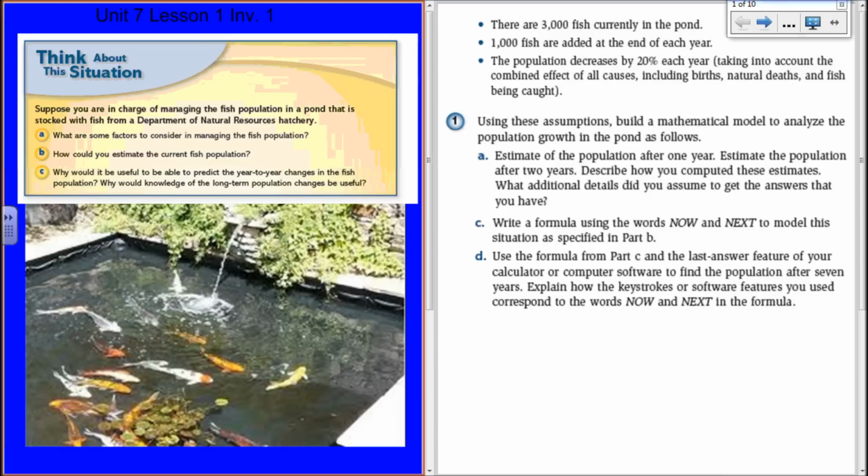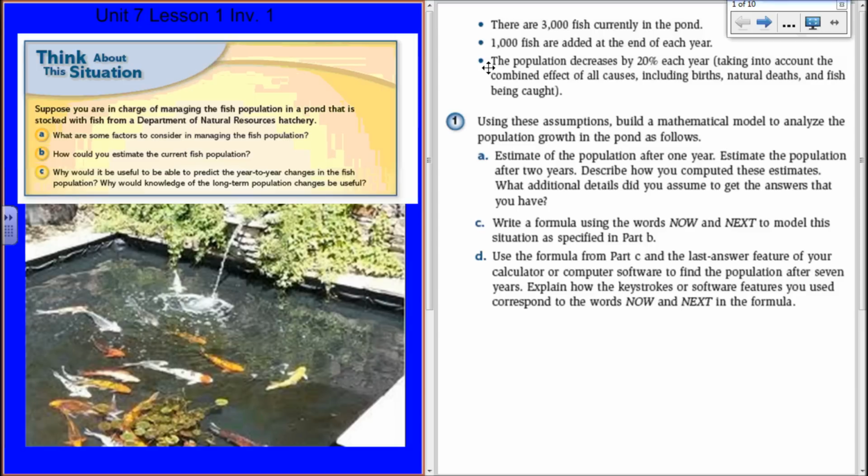So here's our specific relationship that we're going to have. We're going to have 3,000 initial fish in our pond. We're always going to add 1,000 fish at the end of the year, but over the year the population decreases by 20% by taking deaths, natural deaths, anything like birth and things like that.